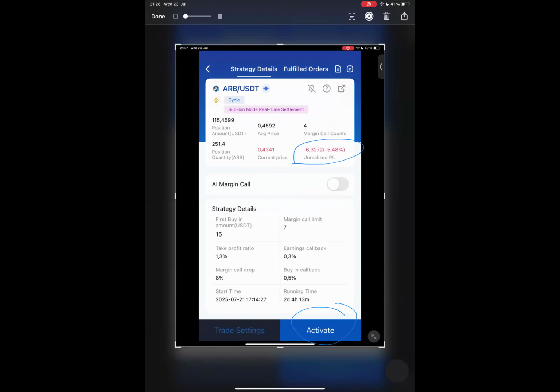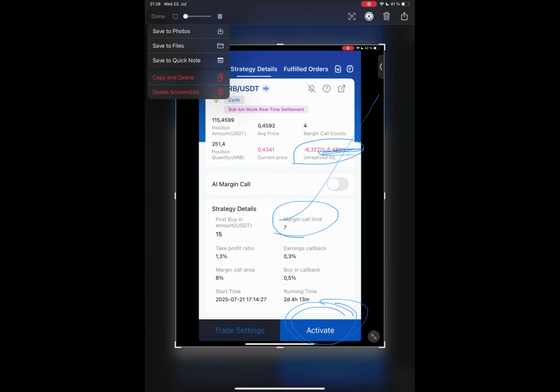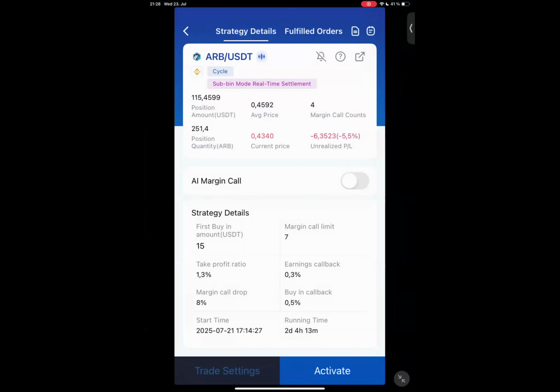Okay. Then the profit, if it should go in profit and I don't activate it back, the robot will not sell. Neither, if I have more margin cost and I want it to buy. When I pause it, the robot will not buy also.